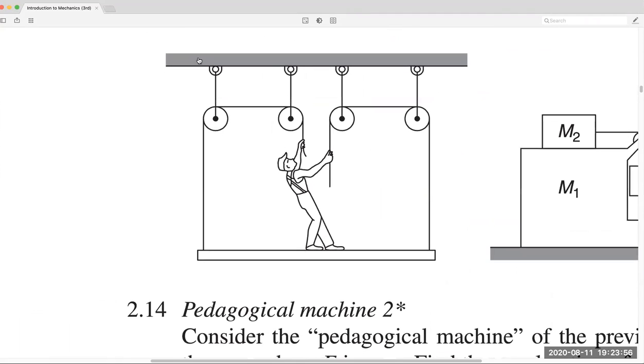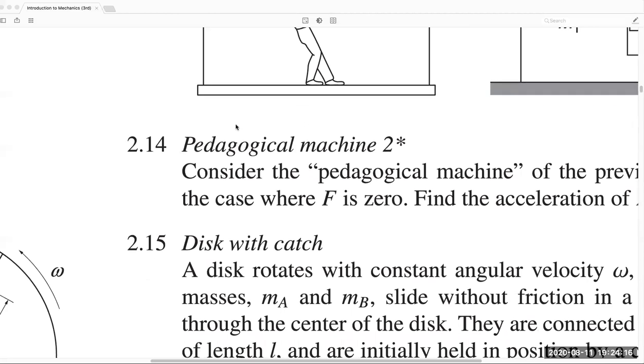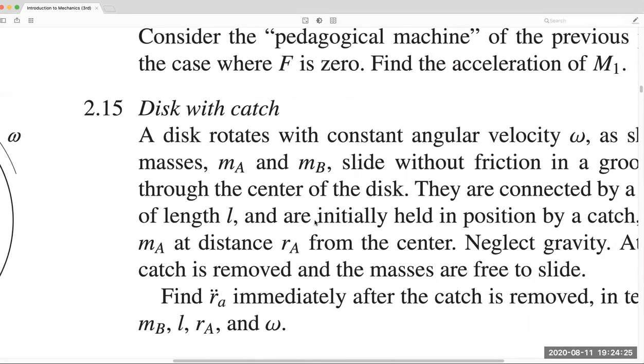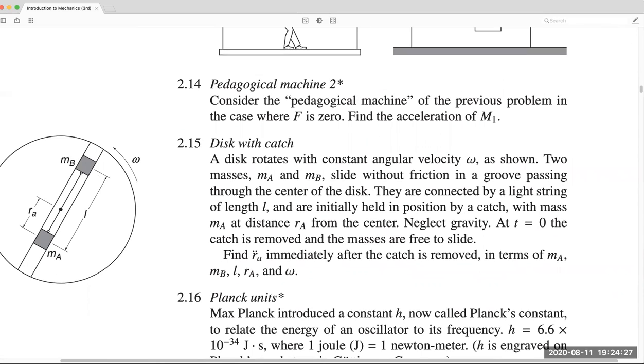Actually, if you have drawn the free body diagram correctly, then you can solve this easily. So there are two tensions here. This is small m and big M. Then there's only one variable, that is the tension. And let's have a look. 2.15.